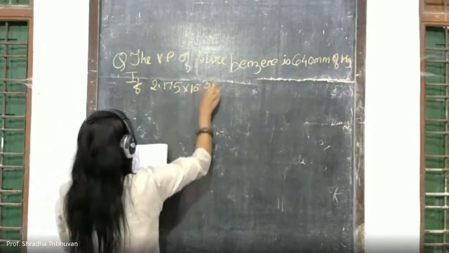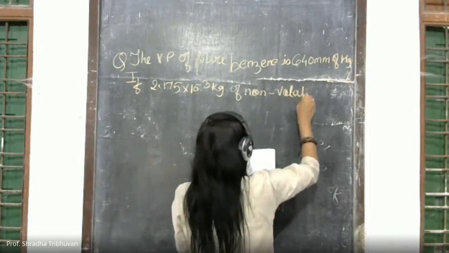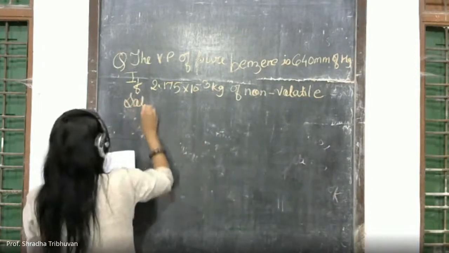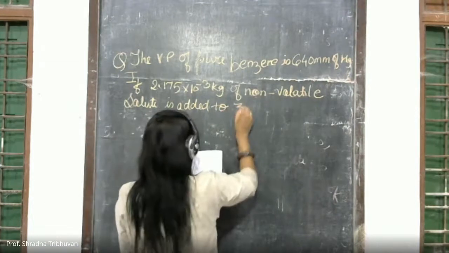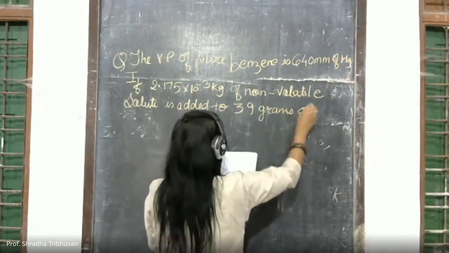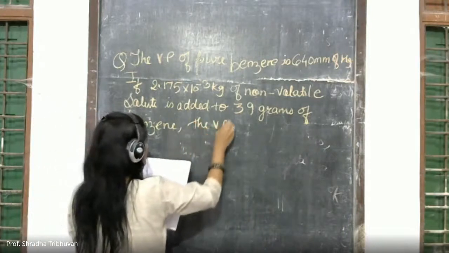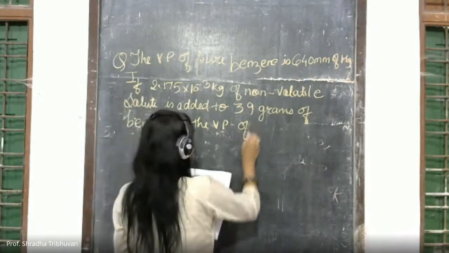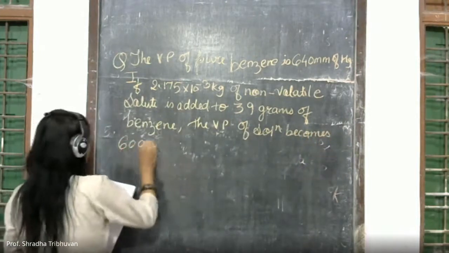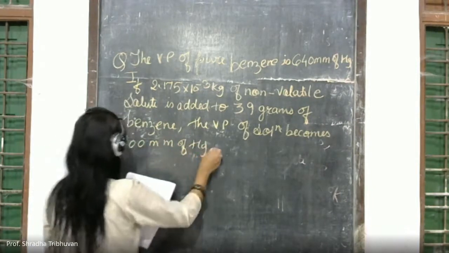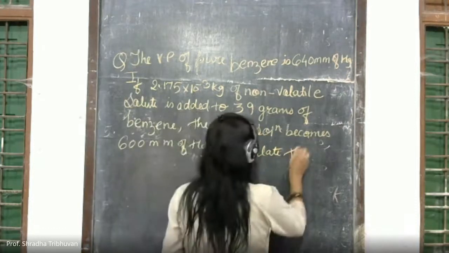If 2.175 into 10 raised to minus 3 kg of non-volatile solute is added to 39 grams of benzene, the vapor pressure of the solution becomes 600 mmHg. Calculate the molar mass of the solute.